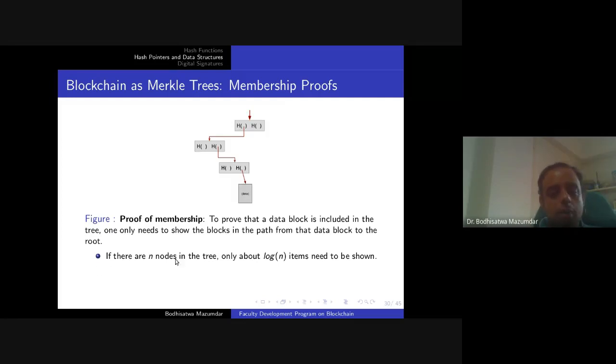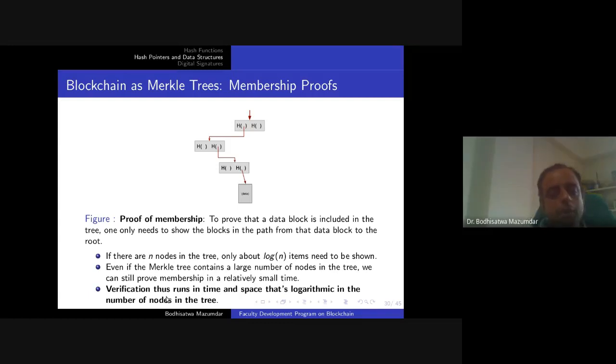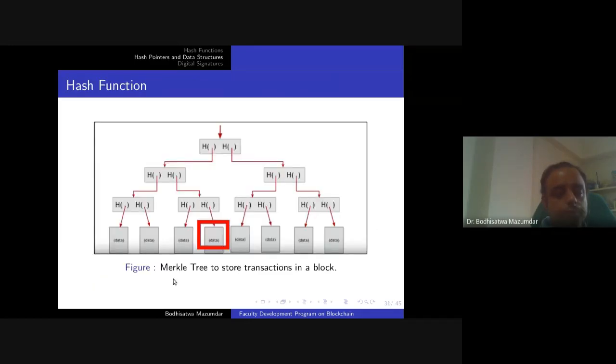If there are n nodes in a tree, you need order of log n items to be searched through. That means even if this Merkle tree contains a large number of nodes, we can still prove membership in a relatively small time. Verification thus runs in time and space that is logarithmic in the number of nodes in the tree. Both time and search space are logarithmic. So this is a Merkle tree to store the transactions and pinpoint where your data is located.